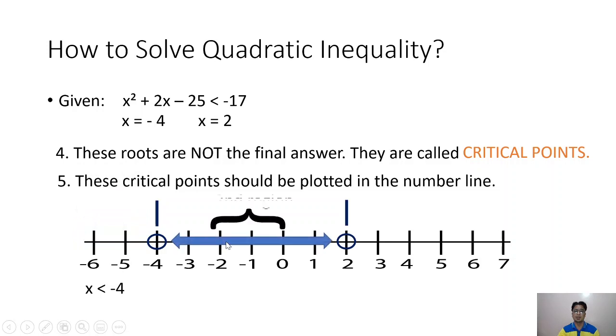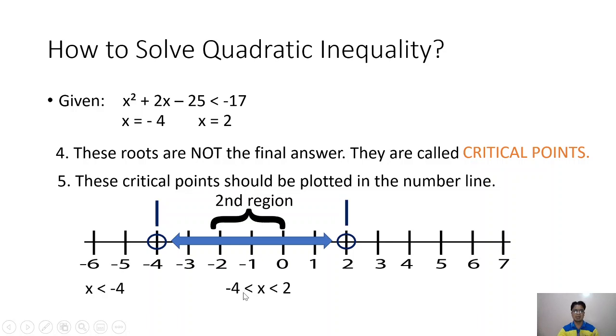Ito naman po yung ating second region. Ano yung makikita natin? Kung ito yung mga value ng x, yung x natin dito, mas malaki sa negative 4, pero the same x, etong mga to, mas maliit kaysa sa positive 2. Paano po natin i-represent? Ito yan. Kung naalala niyo yung previous discussion natin, ang sabi ko, kung alin po yung nakabuka, yun yung mas malaki yung value.